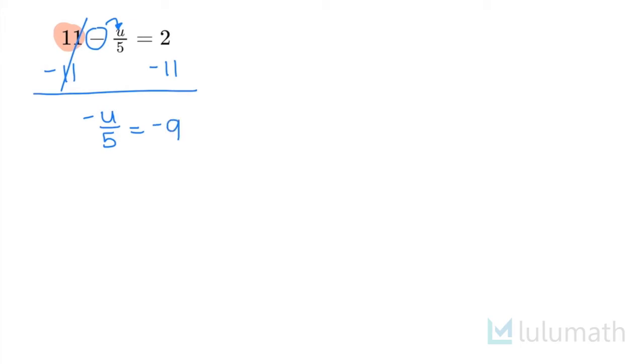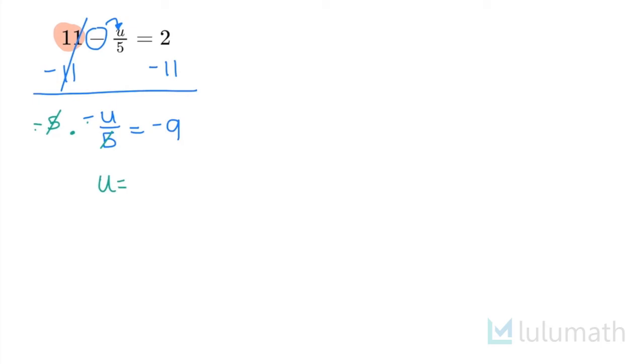Now at this point, my goal is to get the u alone, remember? So I want to get rid of this 5, but I also want to get rid of this negative. Because this is division, I'm going to do the opposite of division, which is multiplication. So I'm going to multiply by 5. This 5 and this 5 cancel, but then I'd be left over with a negative, which is not what I want. So I'm going to multiply by negative 5 because negative times negative cancels out to give me positive, so I end up getting a positive u left over.